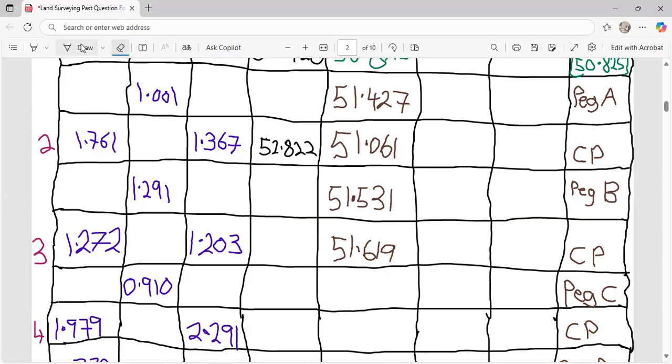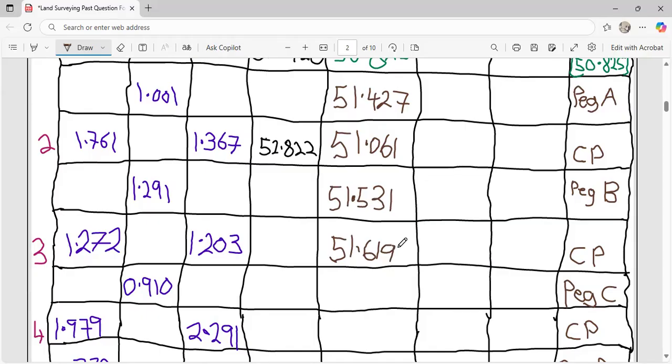The next thing we are supposed to know is that we can now calculate for our HPC since we have our initial reduced level. So we said that our HPC is equal to backside plus initial reduced level. Let's quickly do that together. And that is going to become 1.272, which is our third backside, plus 51.619.